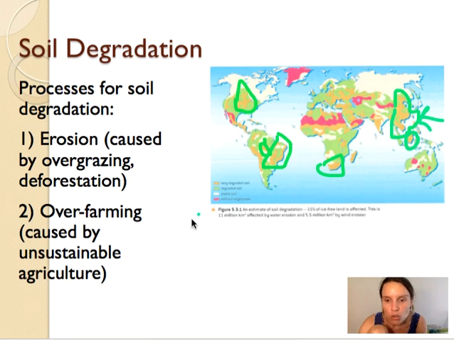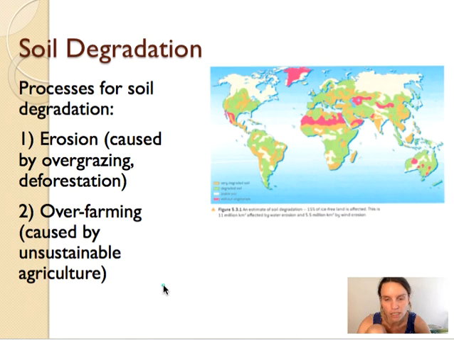So there's a few different causes for soil degradation. Erosion can cause soil degradation. And more significantly, over-farming and unsustainable agriculture can cause soil degradation. And we are culpable for that. We participate in a system of over-farming and using soil too much to produce food for ourselves.